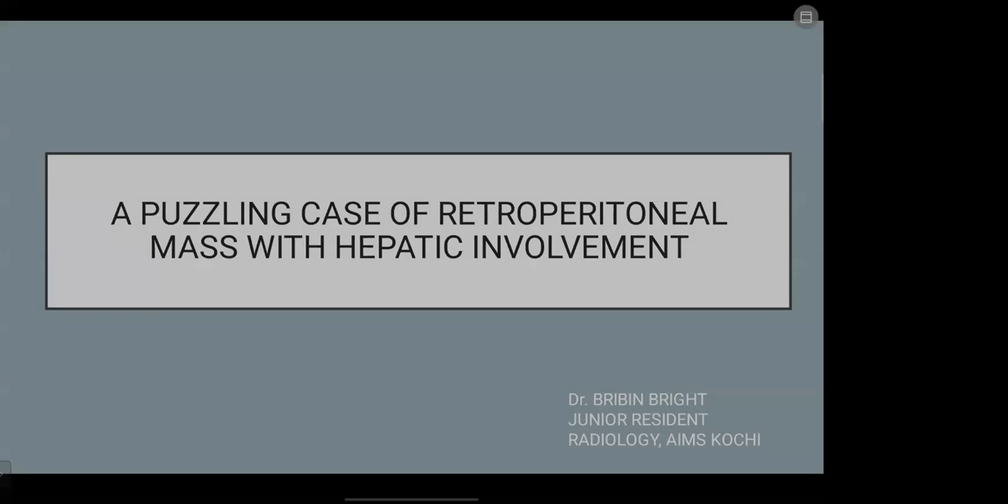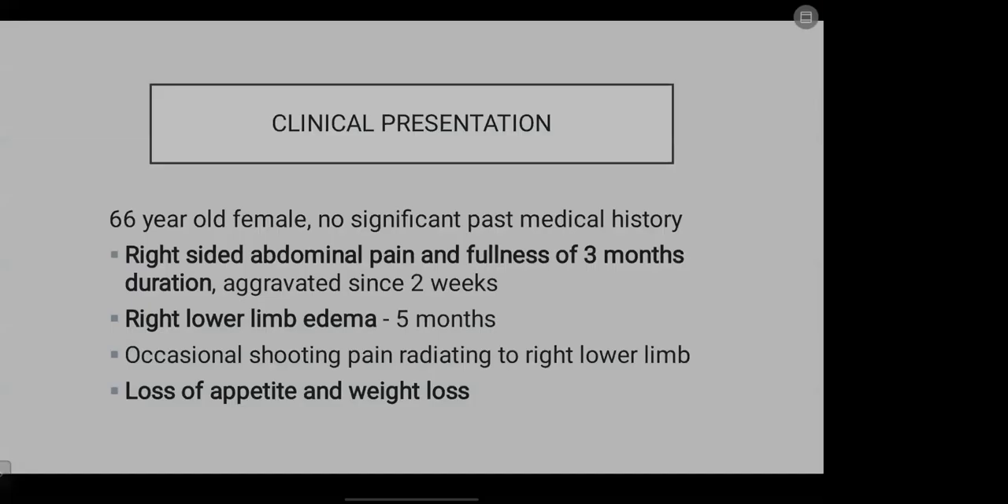Yes. Today I'm presenting a puzzling case of retroperitoneal mass with hepatic involvement. A 66-year-old female with no significant past medical history presented with right-sided abdominal pain and fullness of 3 months duration, which got aggravated since 2 weeks. There was associated right lower limb edema for the past 5 months. There was occasional shooting pain radiating to the right lower limb, and associated loss of weight and loss of appetite.